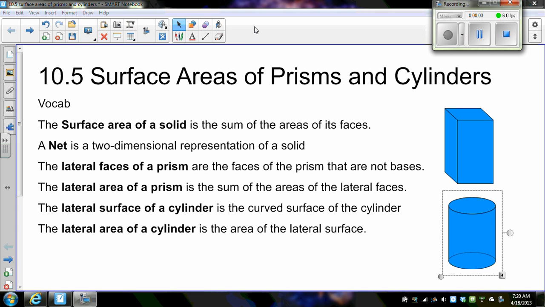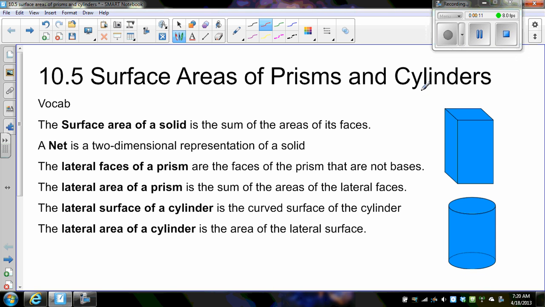This lesson is on 10.5, which is going over the surface area of prisms and cylinders. So when we say surface area of a 3D structure, we don't mean what's inside, we mean what's touching the outside, or the air around it, or the surface it's on, or the liquid it's in.